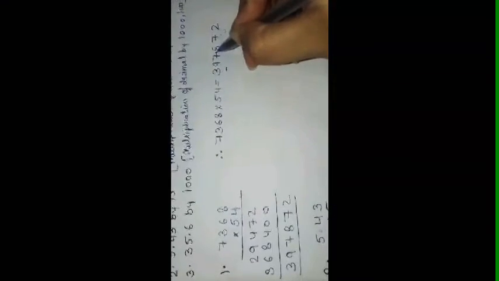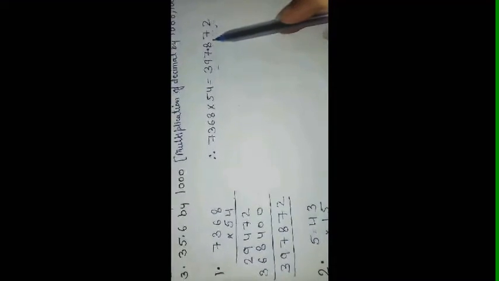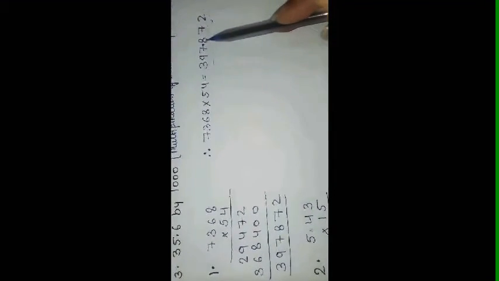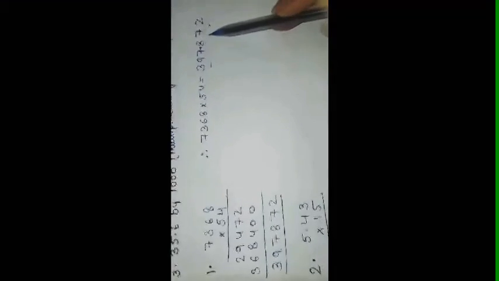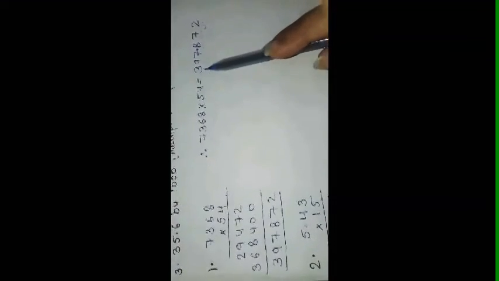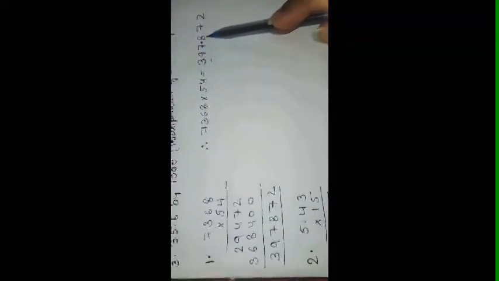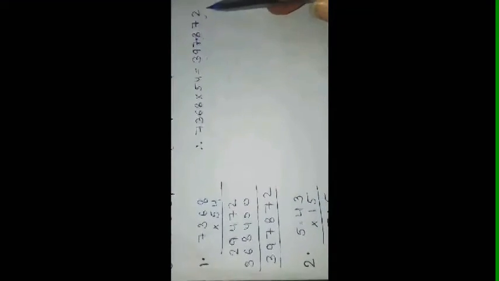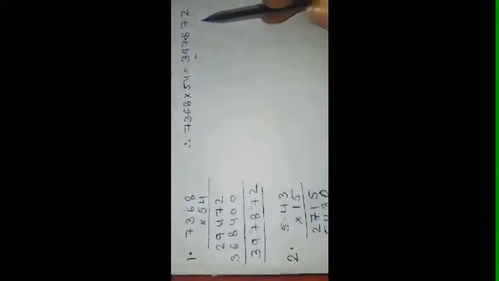So, start from the right side. 1, 2, 3. If I place the decimal point here, the number of digits after the decimal is 3. Count 1, 2, 3. So, here the answer is 397.872.